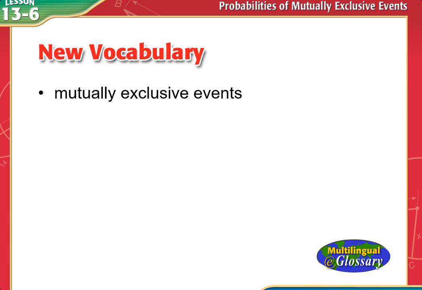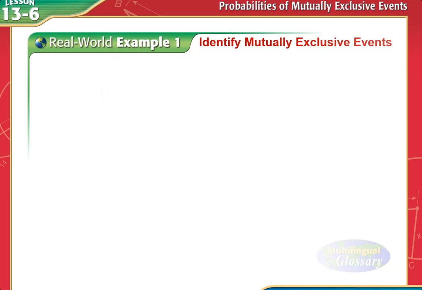And we have some new vocabulary. The new vocabulary is mutually exclusive. Okay, we also have complement. Those are going to be our two new vocabulary. So let's look at identifying mutually exclusive events.